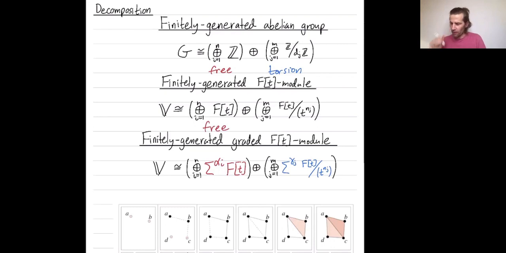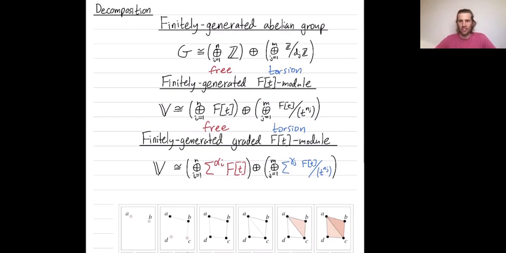So you have a free part, which is just copies of our field adjoin T, and you have torsional parts, which, because we have a field, can always be written as F adjoin T mod some power of the variable T. And I'll describe this on the barcodes in a moment. You'll see how this modulo T to the power n_j appears.